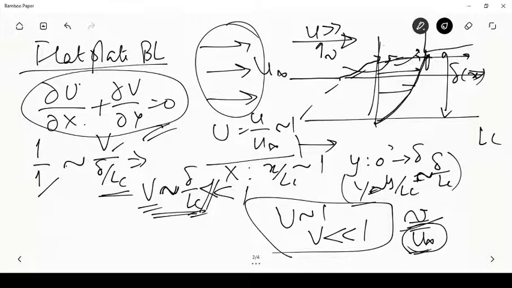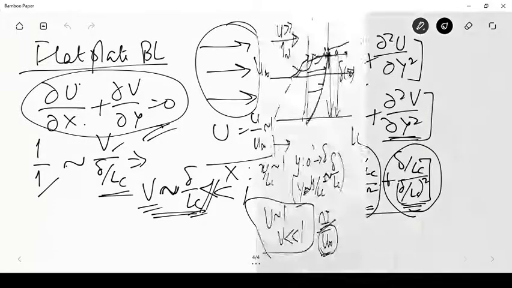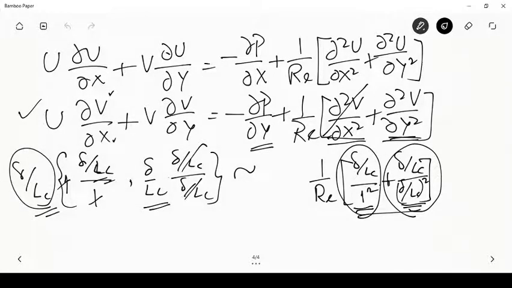But in the y direction, within a very small thickness, the velocity goes from 0 to u infinity. Therefore there is a much sharper gradient. So all the gradients in the y direction are much sharper than those in the x direction, so this term will get cancelled. In the same way, in this equation also this term would get cancelled, so you would only retain this term in the diffusion term.